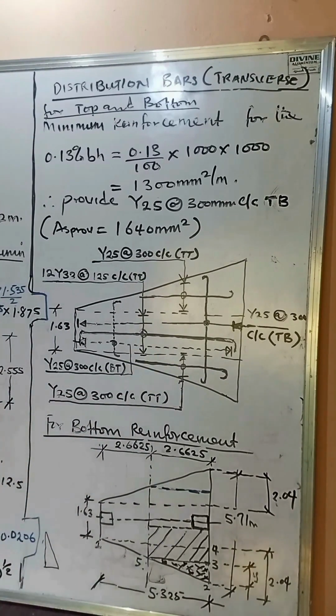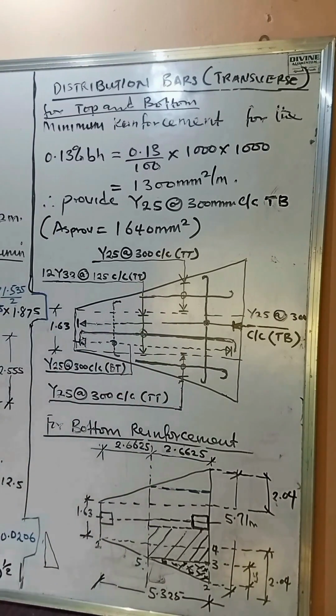Okay, now we have also the bar which represents our bottom bar, which is going to act as distribution bar for bottom. You can see it here. We'll have it as Y25 at 300 millimeters center to center bottom. Okay, so this is just one of the methods we can detail.